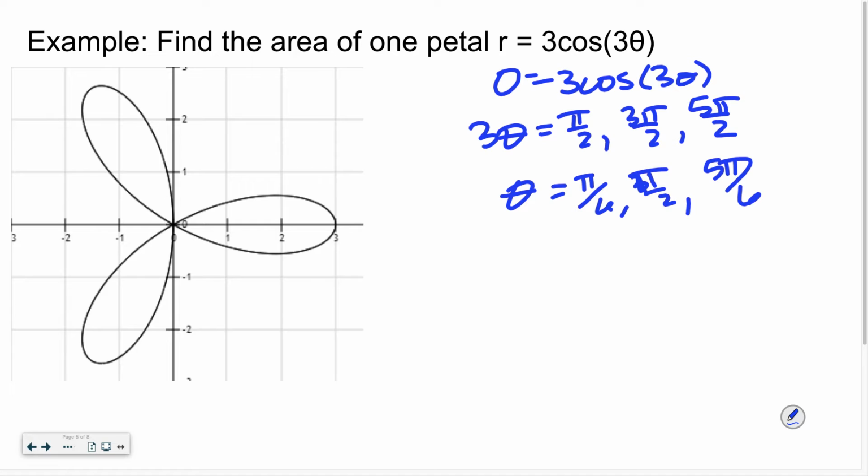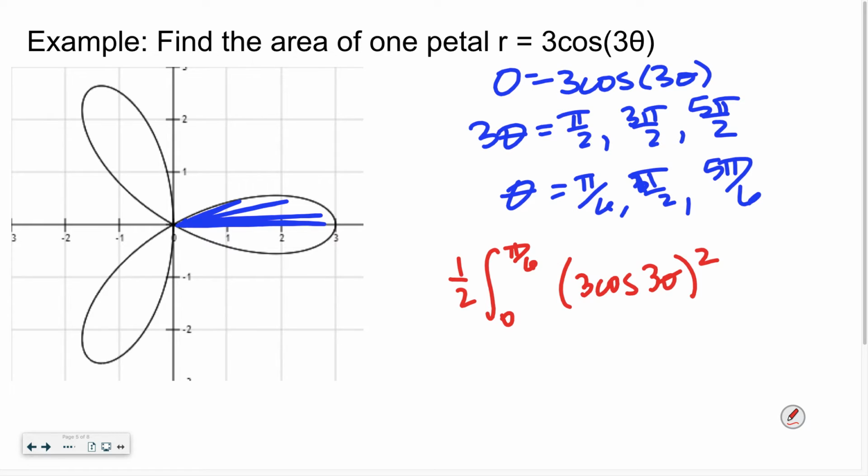Now, we can think about this also. You can start at pi over 6 and go to pi over 2. You can start at 0 and find the area from 0 to pi over 6 and multiply it by 2, because it's half of a petal. So we can take the area from 0 to pi over 6 of 3 cosine 3 theta squared and multiply it by 2.